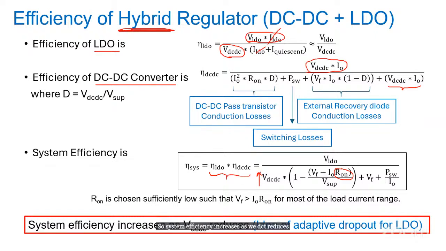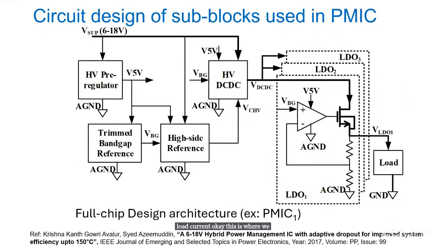So how about making this adaptive? This means, can I make my VDC-DC adaptive based on the load current? This is where we came up with an idea of adaptive dropout. So the overall architecture looked like this in terms of blocks.